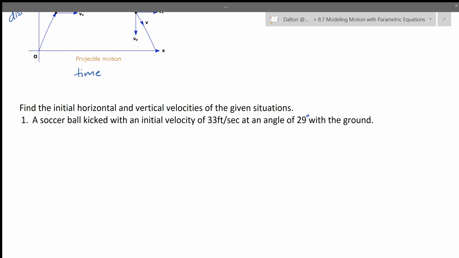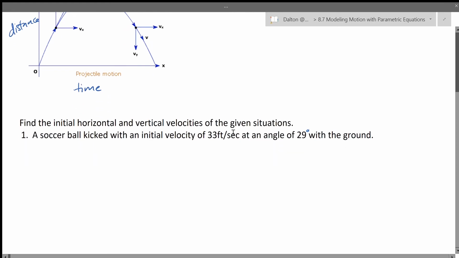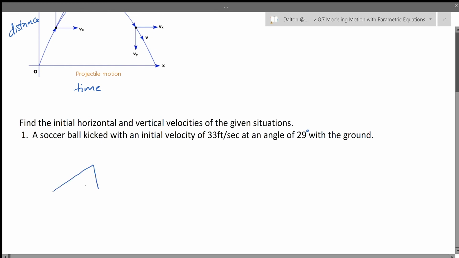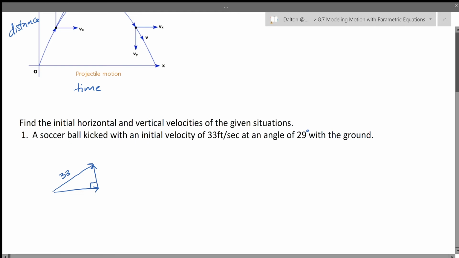Essentially, even though the path of the projectile is going to make this quadratic parabola shape, at that one moment in time, the initial horizontal and vertical velocities can be drawn as a right triangle, as I'm concerned with these horizontal and vertical vectors of that initial spot. So that initial velocity of 33 feet per second is going to act as the magnitude of the motion of it being kicked, in this case the hypotenuse of the triangle. And then if I label my triangle, I've got the 29 degree angle with the ground.